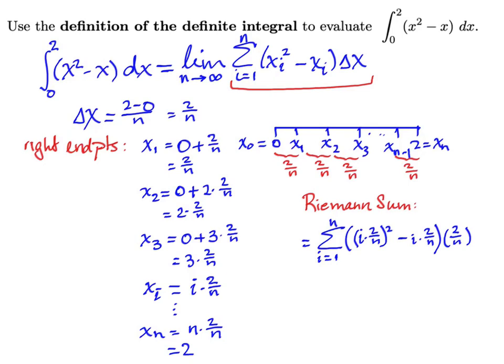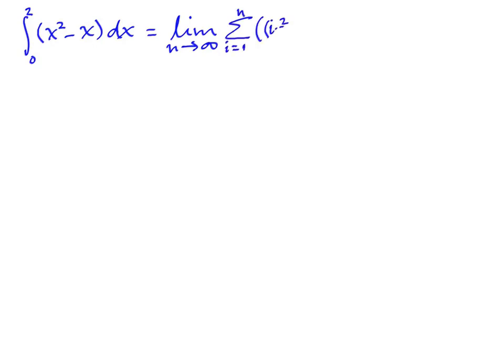All right, so that's the Riemann sum, but now I have to take the limit of that Riemann sum as n goes to infinity. So let's write that out. So my definite integral is going to be the limit as n approaches infinity of that Riemann sum. i goes from 1 to n of i times 2 over n squared minus i times 2 over n, all of that times 2 over n. All right, so now let's start simplifying the sum.